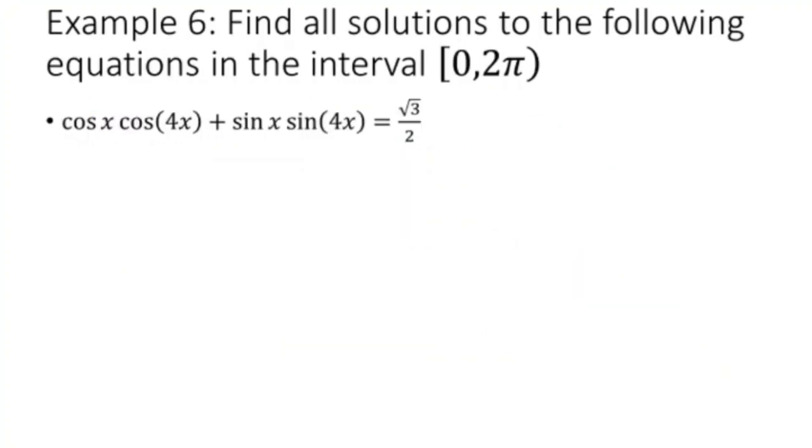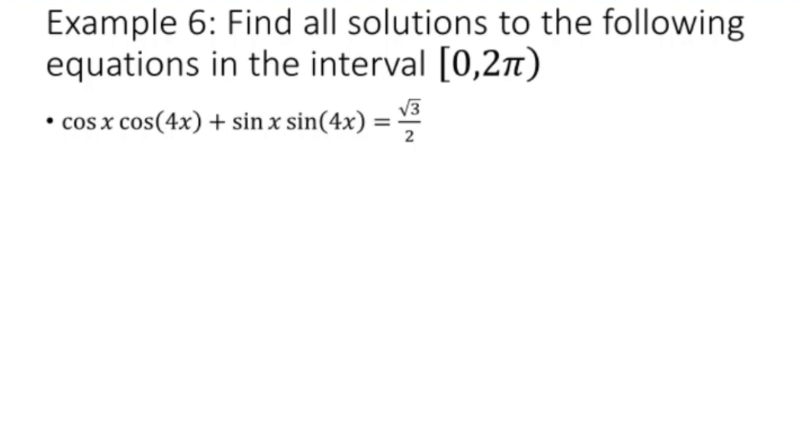Now we're going to find the solutions to cosine x cosine 4x plus sine x sine 4x equals the square root of 3 over 2 on the interval 0 to 2 pi. If we look at this equation very carefully, ideally, I would like to be able to simplify the left-hand side in some sort of way.